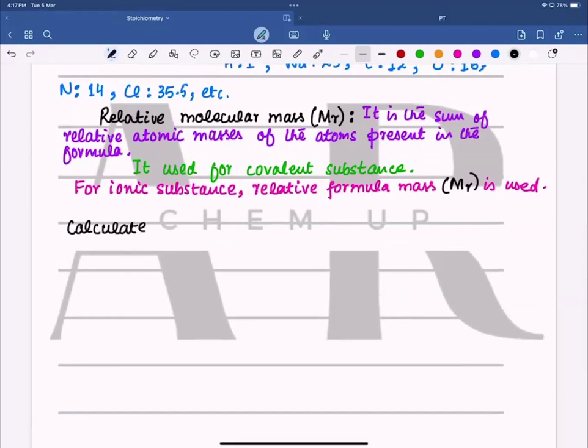And let's have a look at 3 examples, which I'm going to do right now. And after this, I will provide you a few examples that you need to do. Okay.